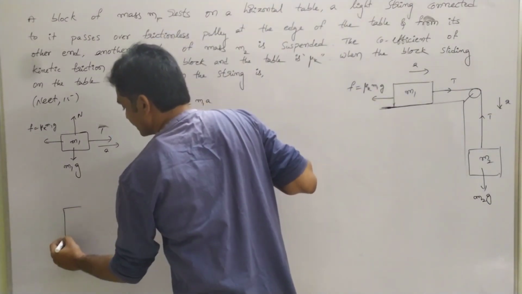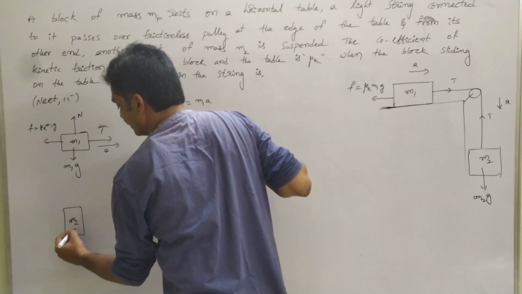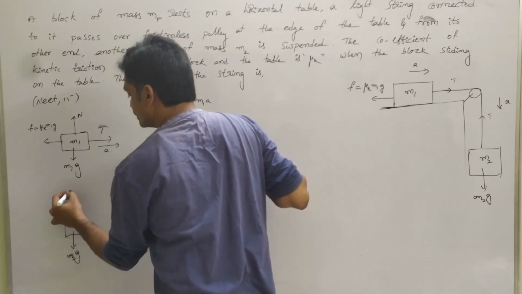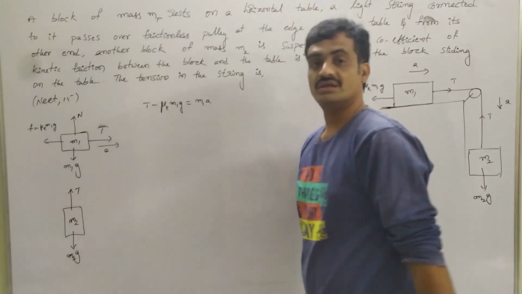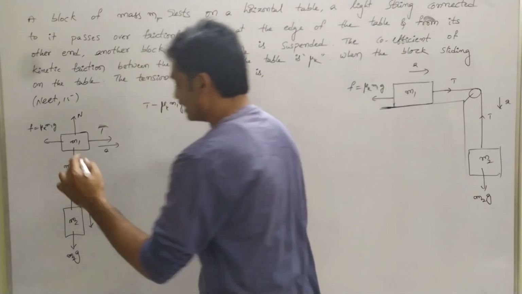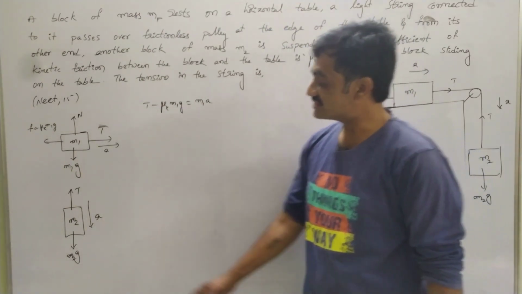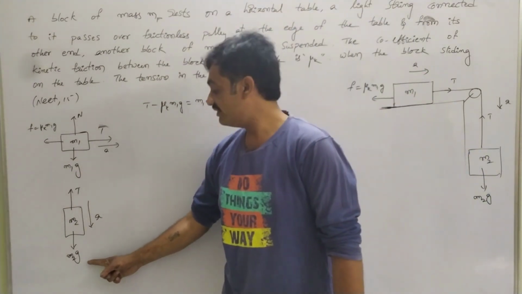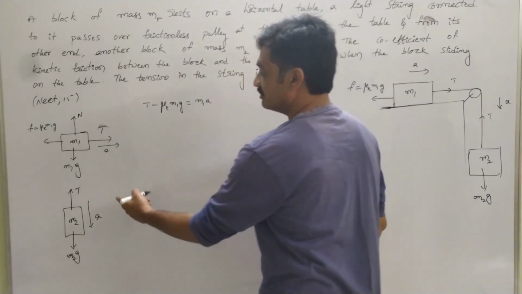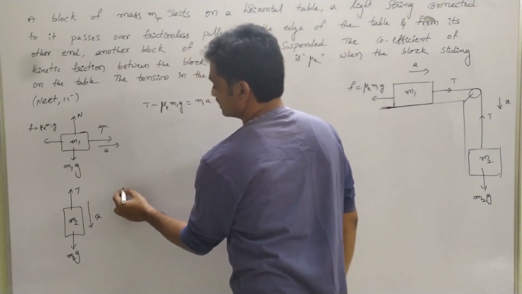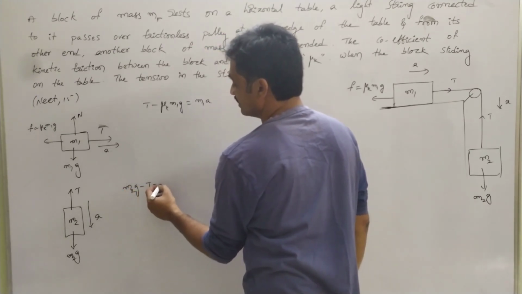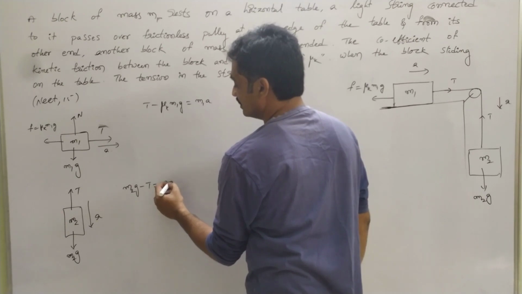As you consider the second block m2, the weight is acting in the downward direction, and here the tension is acting in the upward direction. Observe that the block is moving in the downward direction with an acceleration a. So based on that, we can represent that weight is greater than tension. So we can represent the equation as m2 g minus T is equal to m2 into a.